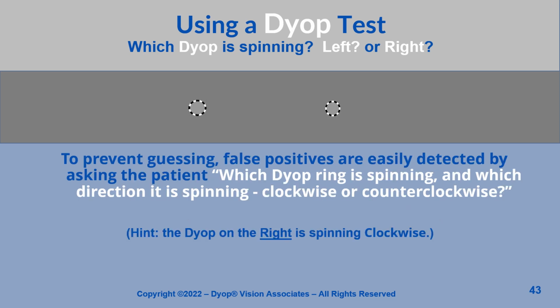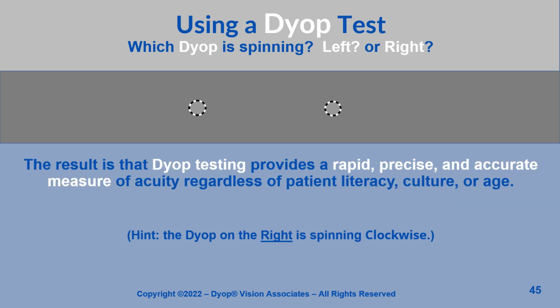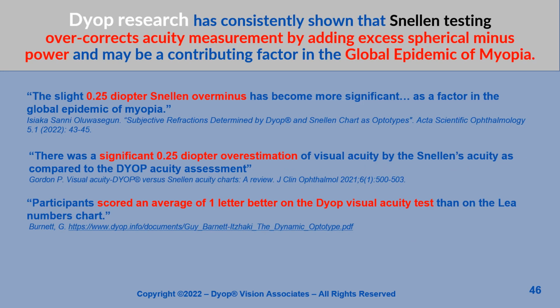To prevent guessing, false positives are easily detected by asking the patient which Dyop ring is spinning and which direction it is spinning, clockwise or counterclockwise. Guessing can be further reduced by repeating the test several times, where each time the location of the spinning ring and direction of spin are selected randomly. The result is that Dyop testing provides a rapid, precise, and accurate measure of acuity regardless of patient literacy, culture, or age. Dyop research has consistently shown that Snellen testing overcorrects acuity measurement by adding excess spherical minus power and may be a contributing factor in the global epidemic of myopia.